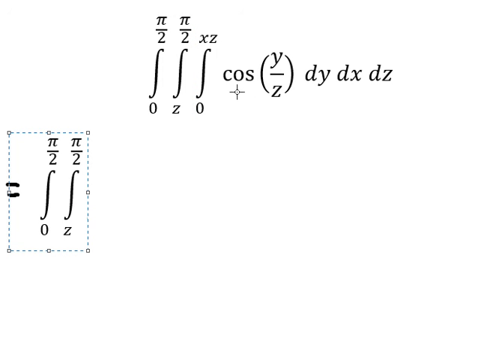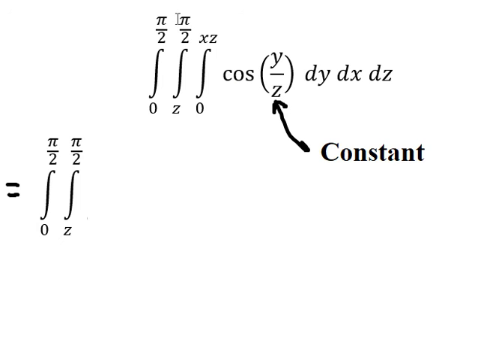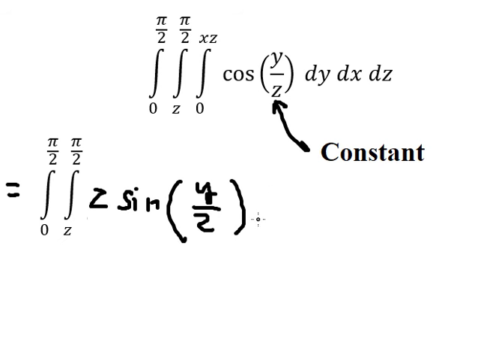So the integration of cosine y over z dy, this one we just concentrate on y and dy. Z in this situation is just like a constant. So if we do this integration, we have z sine yz, and we put the bounds from 0 to b over 2 for y.